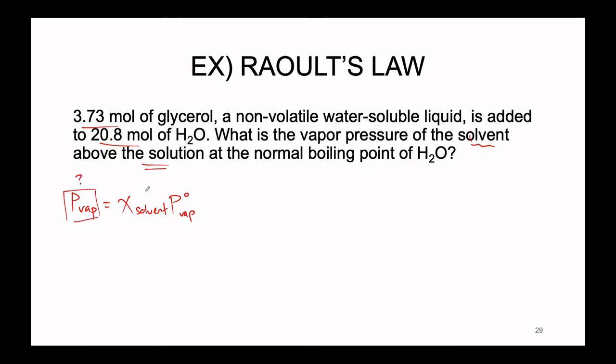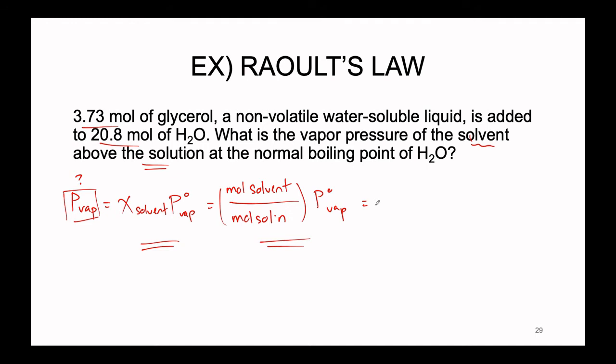So in order to find this, we're going to need to determine what the mole fraction of the solvent is, as well as what the vapor pressure of the pure solvent is. So let's start with our mole fraction. Now the mole fraction of the solvent is going to be equal to the moles of the solvent divided by moles of solution. We're going to take this and multiply it by the naturally occurring vapor pressure, right? Want to make sure that my equality on the left is actually equal to my equality on the right.